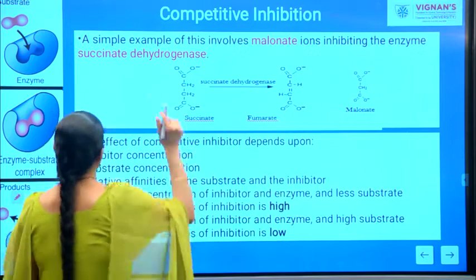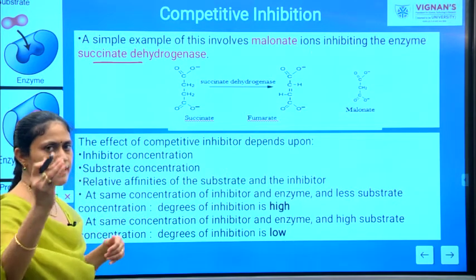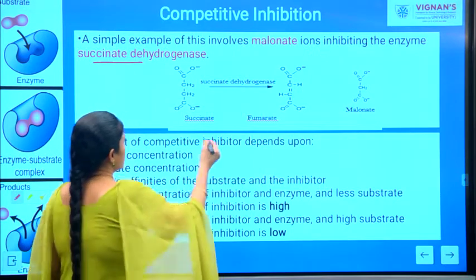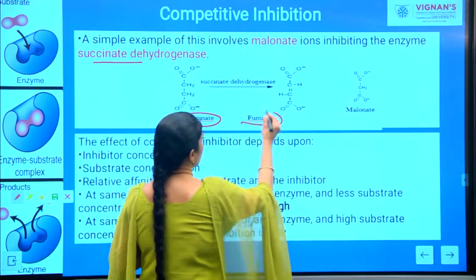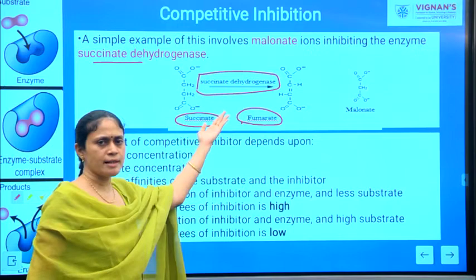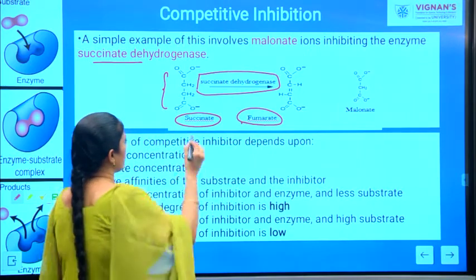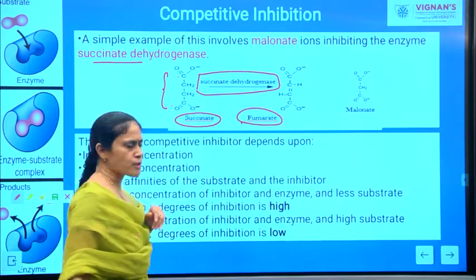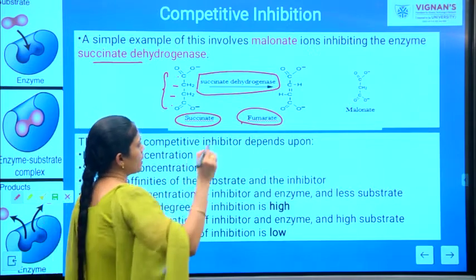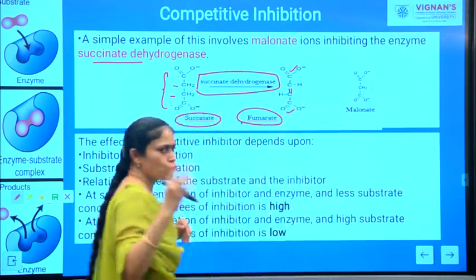Let us consider an enzyme which is nothing but succinate dehydrogenase. What is the reaction catalyzed by this particular enzyme? Succinate is getting converted into fumarate in the presence of succinate dehydrogenase. From the figure you can see that succinate has two carboxyl groups, along with two more carbon groups. If you see the fumarate, it also contains two carboxyl groups and a double bond between the two carbon groups.